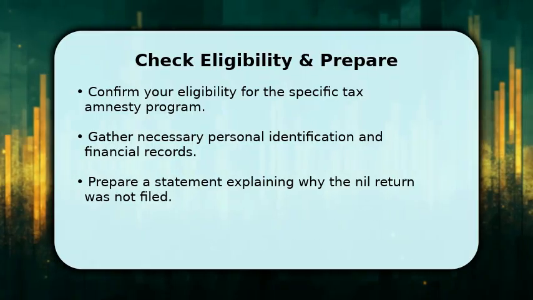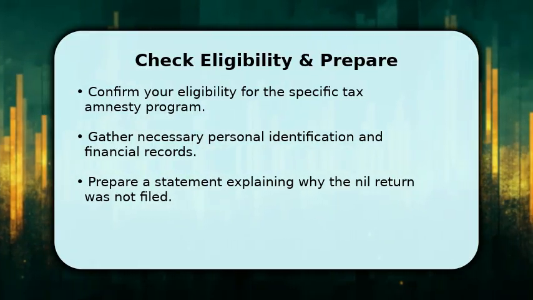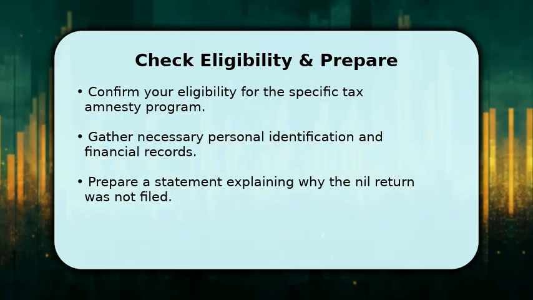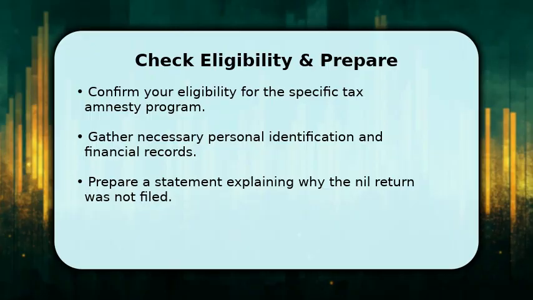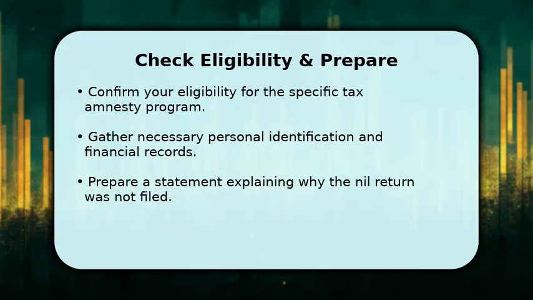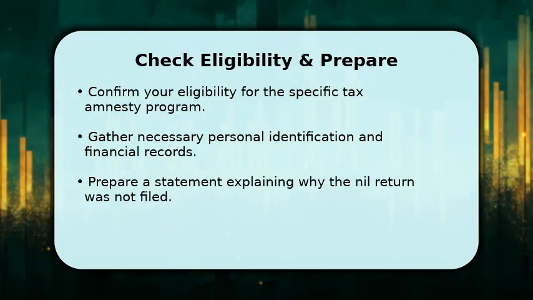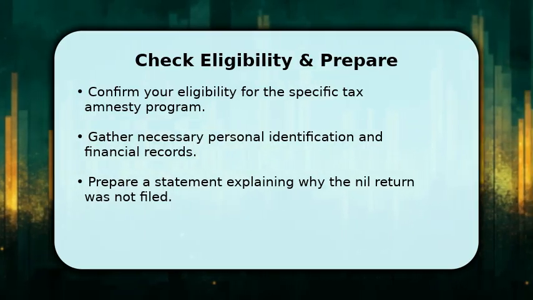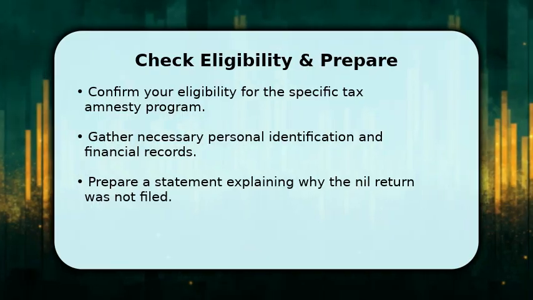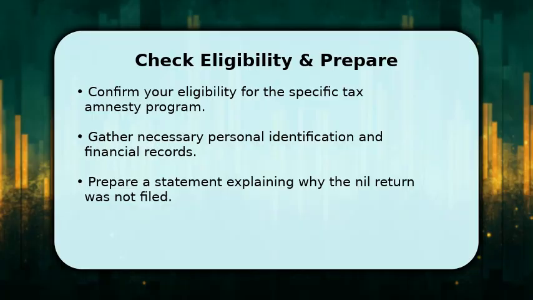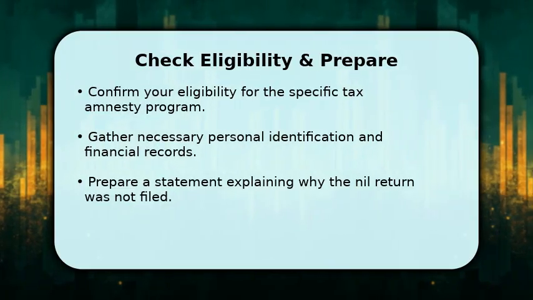Next, it's crucial to confirm your eligibility for the tax amnesty program. Each program has specific criteria, so review them carefully. Once confirmed, start gathering your essential documents. This includes personal identification, any relevant financial records, and a clear, concise statement explaining why your nil return was not filed on time. Having everything organized beforehand will make the application process much smoother and more efficient.